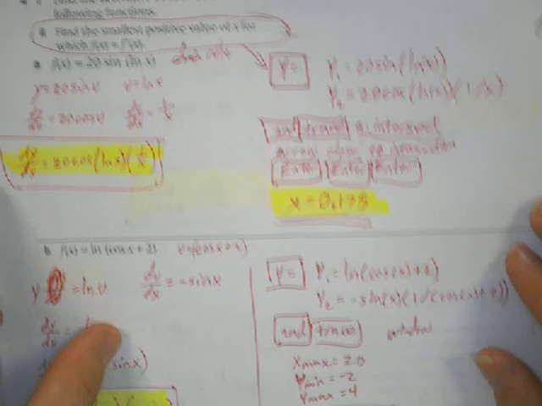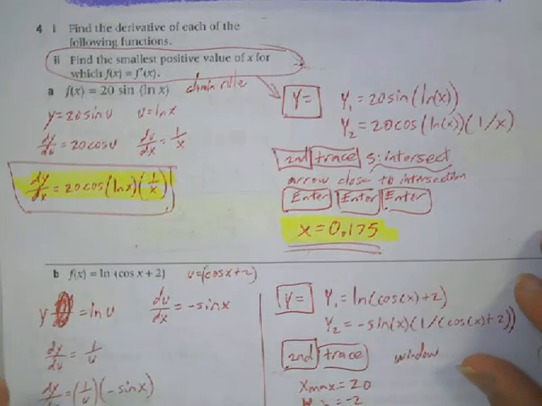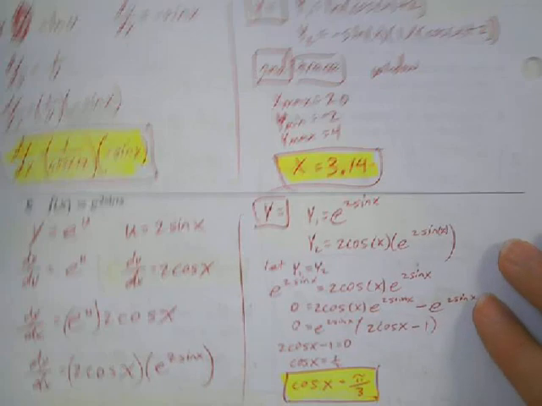And then here's 4a. Here's 4b. And here is 4c.